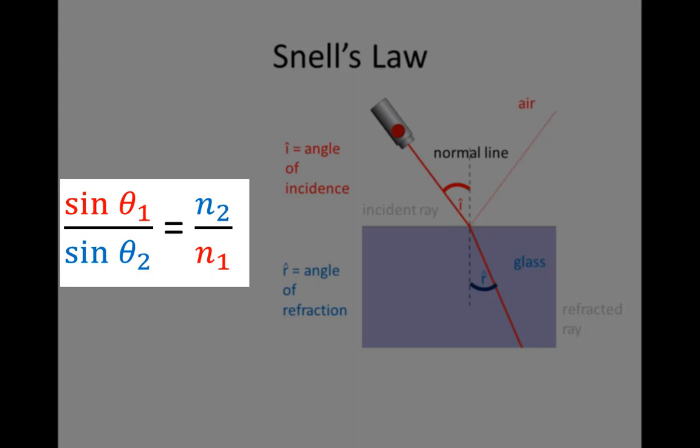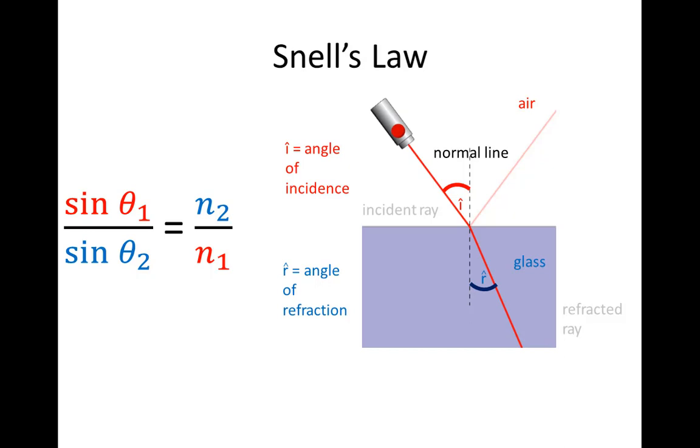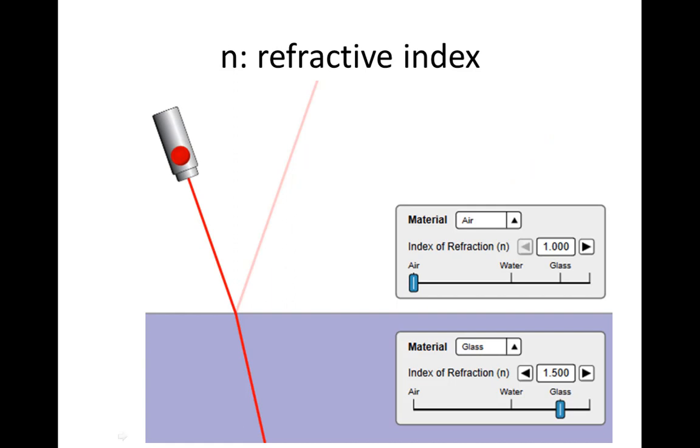Sine theta 1 over sine theta 2 is equal to n2 over n1, where theta 1 can also be called the angle of incidence and theta 2 can also be called the angle of refraction. And n2 is the refractive index of the receiving medium, the refractive medium, and n1 is the refractive index of the incident medium. Remember that refractive index tells us how much slower light can move through that medium than it moves through a vacuum.